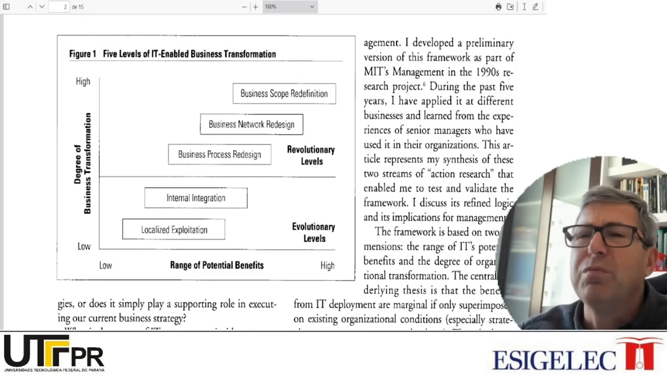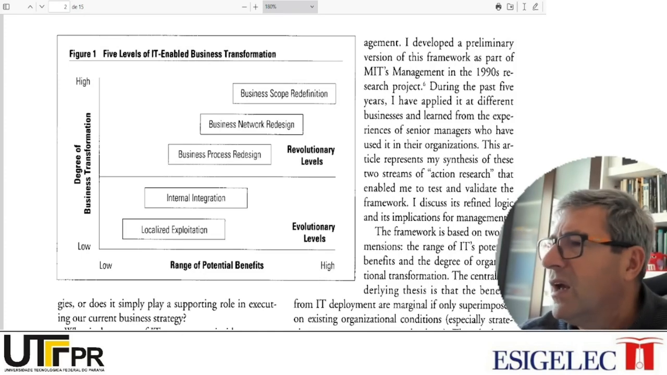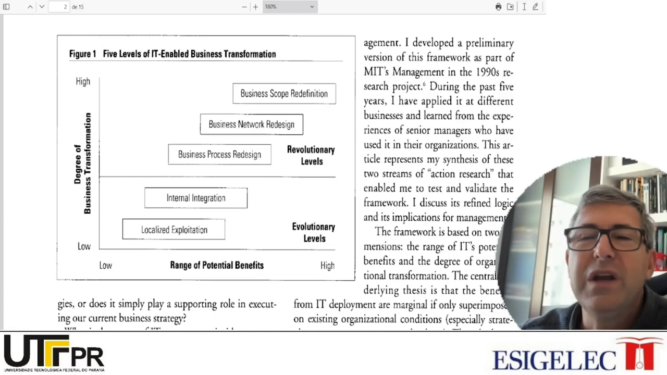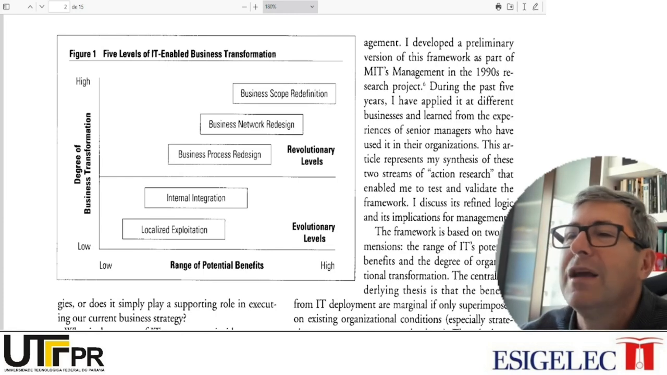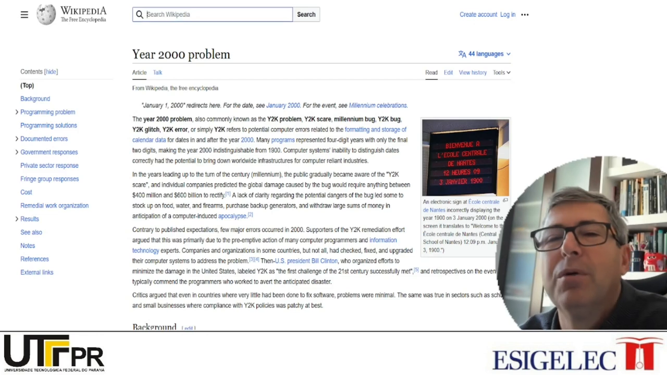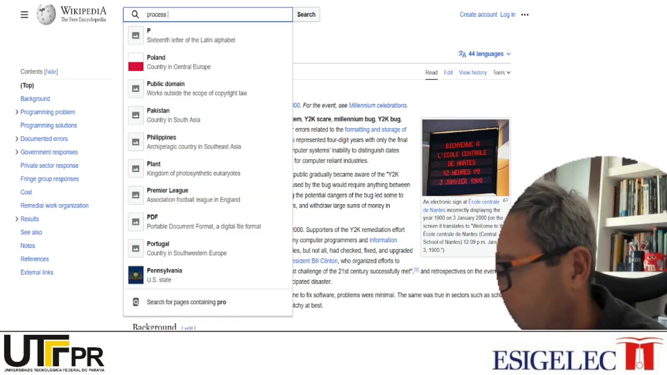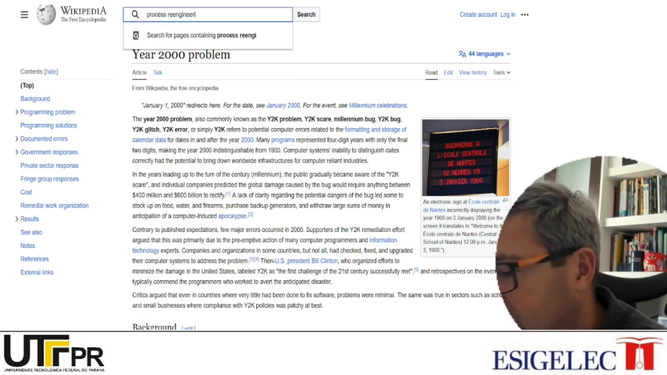In the 90s, there was this movement called process re-engineering. Let me go back here, considering that we already have Wikipedia open. Process re-engineering.